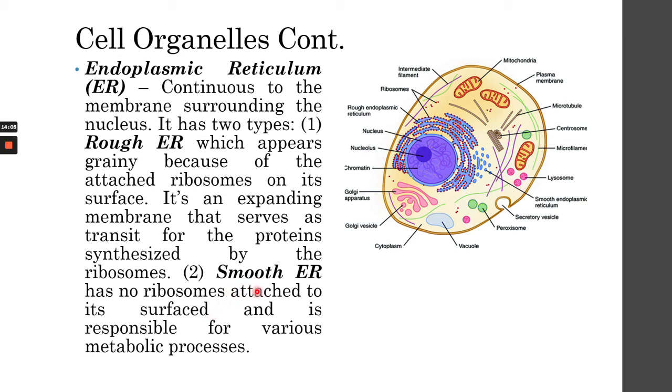Samantala, yung smooth endoplasmic reticulum, wala siyang ribosomes, pero yung function niya is it functions as a metabolic. It serves a purpose for the metabolic processes inside the cells. So it dissolves a lot of the things that is needed for the cell to survive. So like the nutrients that it needs.